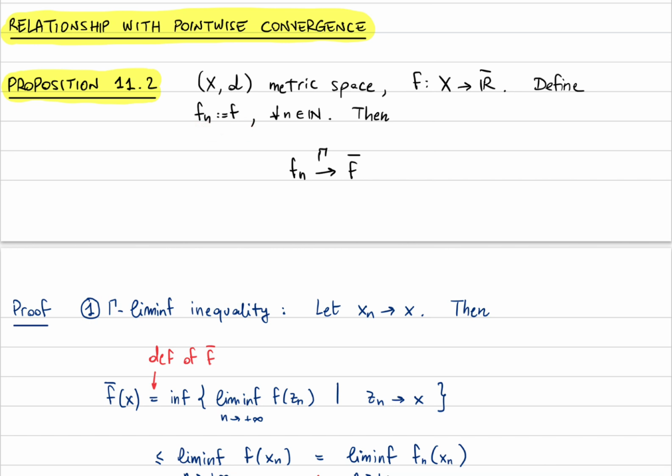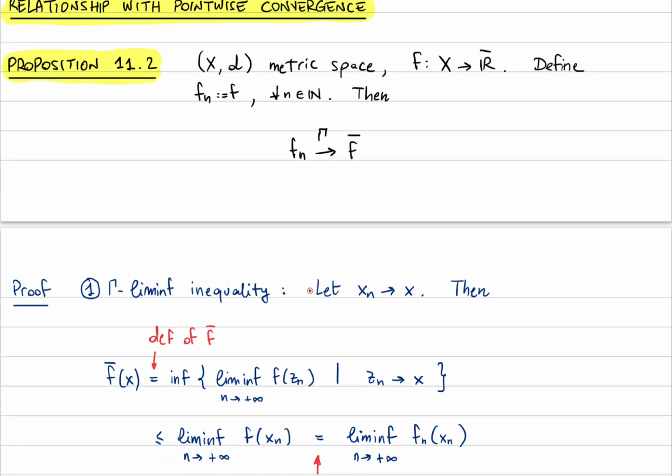Then one might guess that since you're given the constant sequence, typically the constant sequence converges to the function itself, because you're not doing anything here. So f_n is always equal to f, and it might be reasonable to expect this result. However, this is not true, and in the case of gamma convergence, the constant sequence gamma converges to the relaxation.